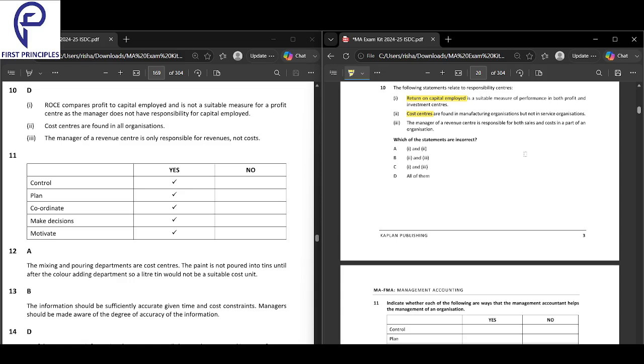Here we studied the manager of a revenue center. So we saw there were cost center, profit center, revenue center, and then investment center. Here he is responsible only for, right? The manager of a revenue center is only responsible for revenues, not for cost. He's responsible only for revenue, not for cost.